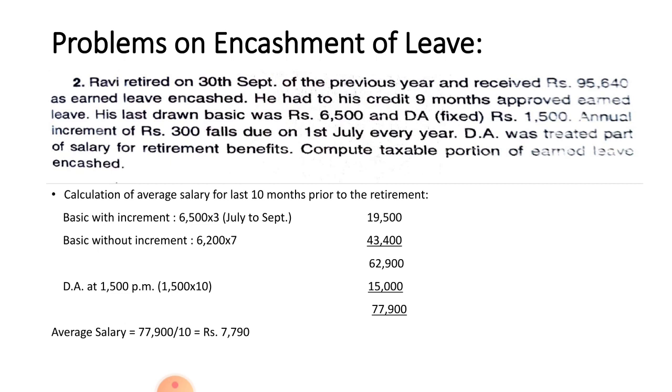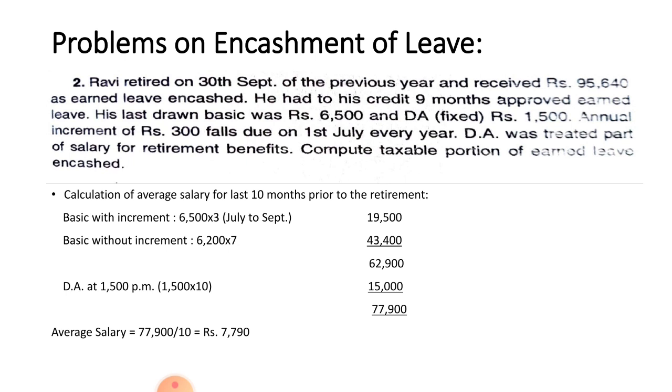See this problem. Ravi retired on 30th September of the previous year and received 95,640 rupees as earned leave encashed. From this you have to deduct the least of the four things. Next, he had to his credit 9 months of approved earned leave. Every year a person will get 30 days of approved earned leave, so in his service he collected a total of 9 months of approved earned leave. You have to calculate a salary for this time period.